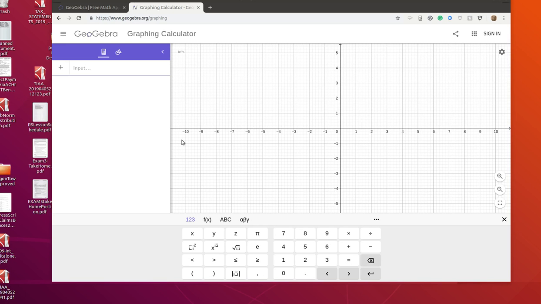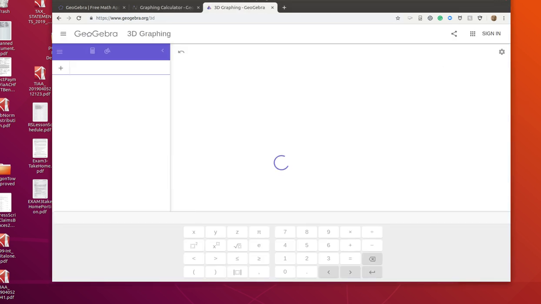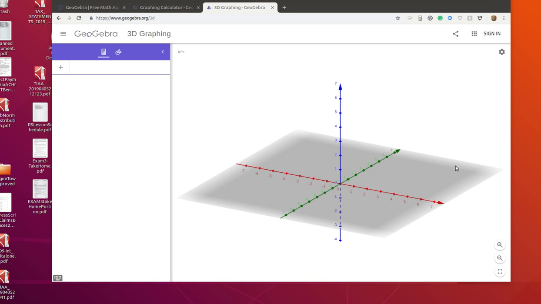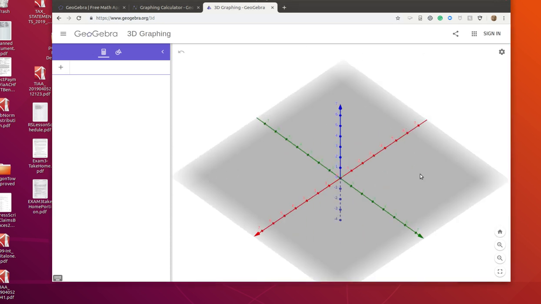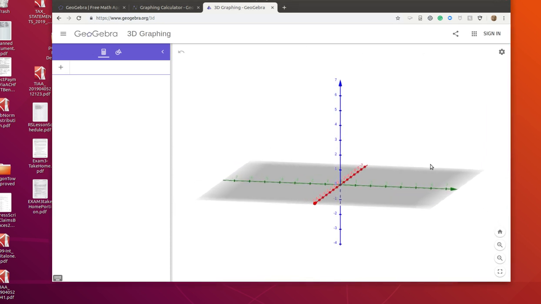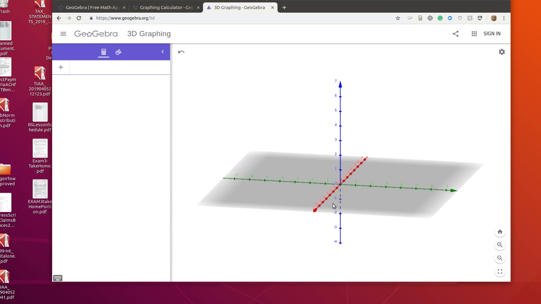In this quick video, we will use GeoGebra to help us visualize points in three-dimensional space. Click here and we can do some 3D graphing. Traditionally, in math textbooks, the x-axis is drawn as if it's coming towards you, the y-axis is drawn to the right, and the z-axis is drawn as if it's going up.